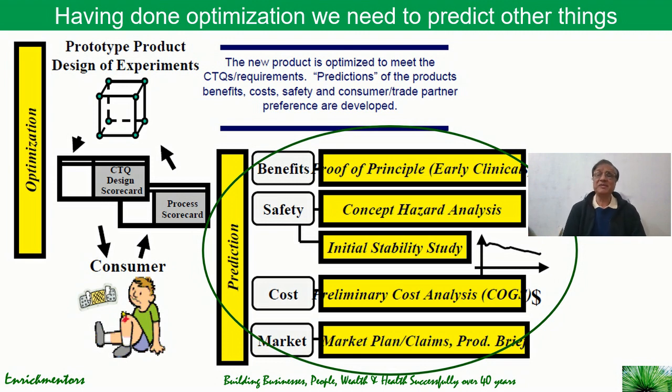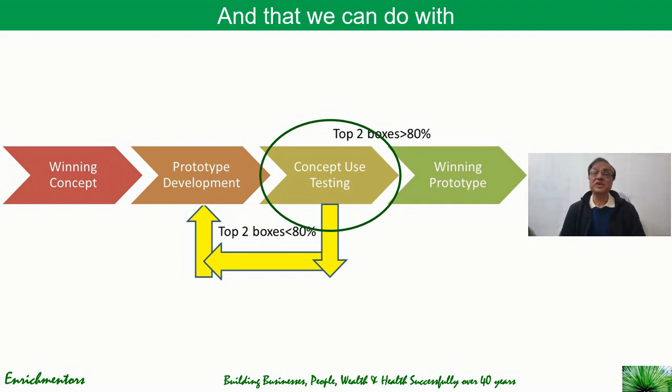And as I was saying, we will do this through a step that we started earlier with, the concept use testing. If you look at this whole process, we started with a winning concept as a starting advantage. Then we went into a long process of prototype development involving CTQ determination, understanding the design requirements, getting a best design idea, determining parts and process, and then optimizing and predicting. So we have now at this stage a couple of prototypes hopefully, and we will see which of these go beautifully with the consumers, and those would become the winning prototype.